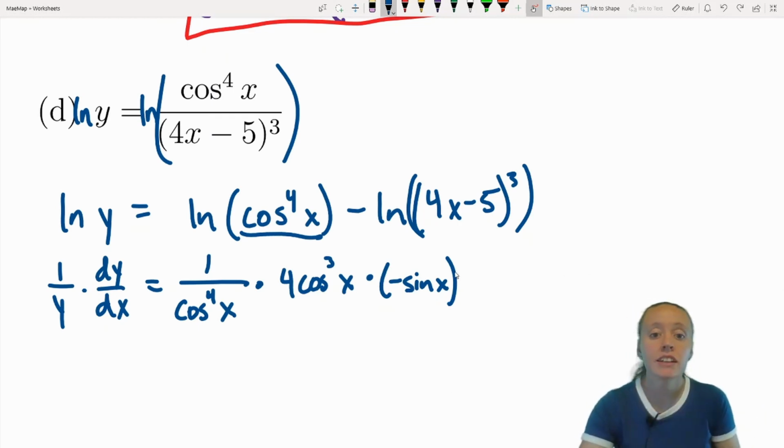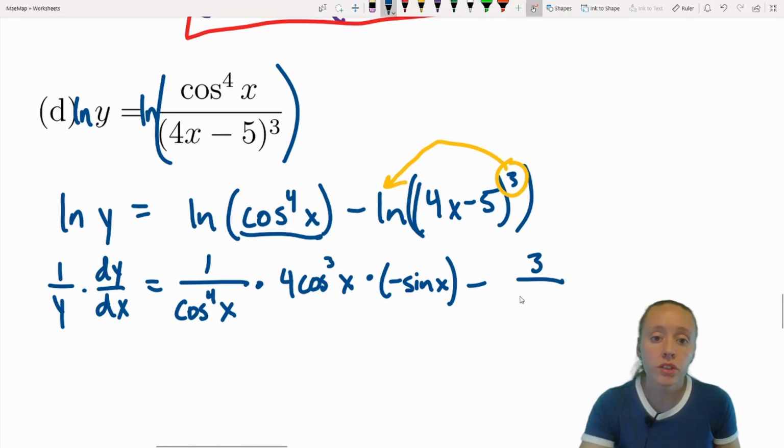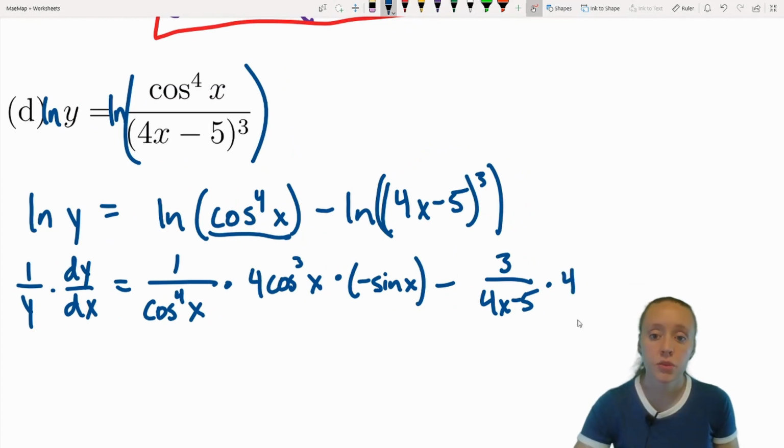So we have that, and then we're subtracting it from, well, again, we have a little bit of chain rule here, or if we want to apply the log rule at the start, we can pull that 3 right on down in front. The derivative of 3 ln of 4x minus 5 is going to be 3 over 4x minus 5, all multiplied by the derivative of 4x minus 5, which is just 4.